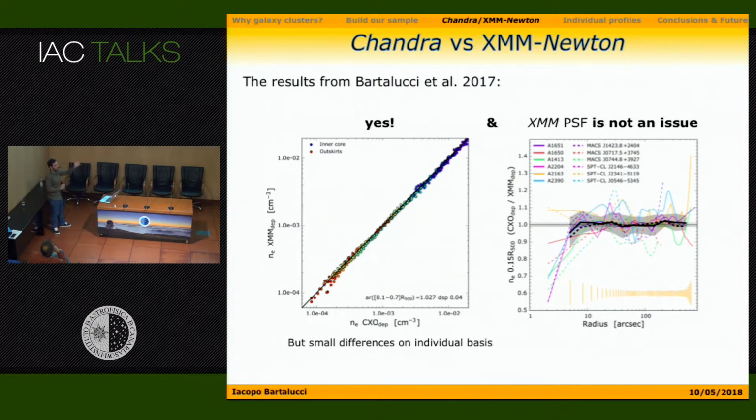So is the PSF of XMM-Newton a problem to study high redshift clusters? The answer is no, because here, for example, I'm showing the ratio between Chandra and XMM density profile, and you see that there is an excellent agreement. Look at the black solid line, which is the average of the different clusters that we used for this test. You see that the black solid line basically lies on the identity line, at 1, above, let's say, 7 arc seconds. So we are able to reconstruct the density profile with XMM-Newton down to 7 arc seconds.